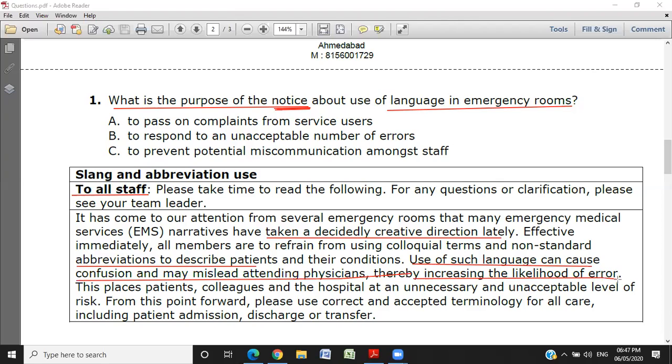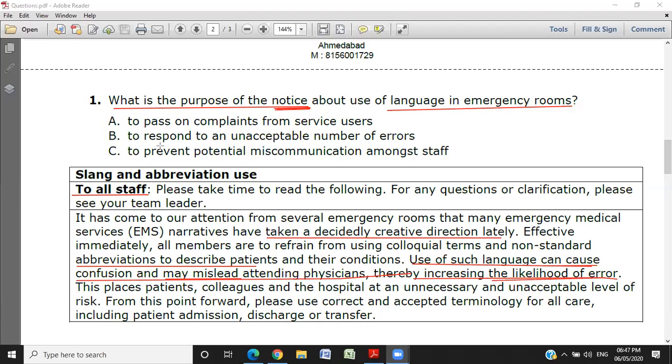So look at the language here. It is more of a warning. It hasn't been happening already. Yeah, because that is why they have used the words it can cause. There is a possibility it may mislead and it may increase the likelihood of error. So yeah, exactly.